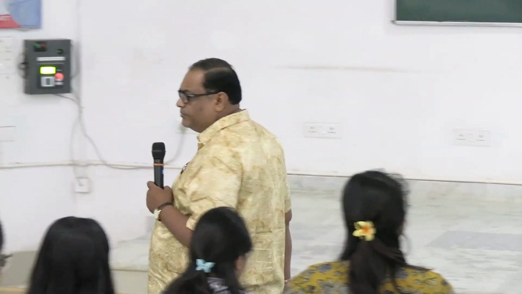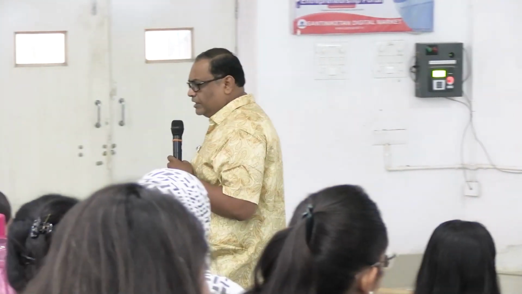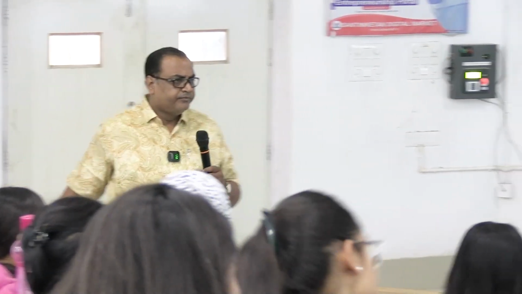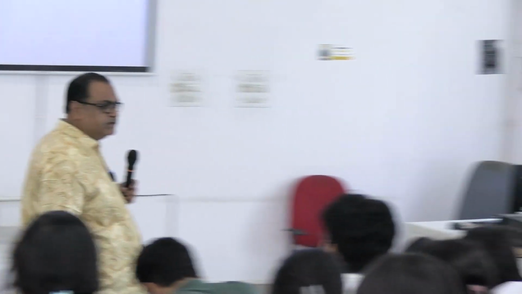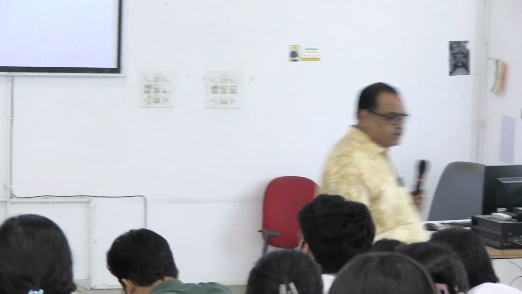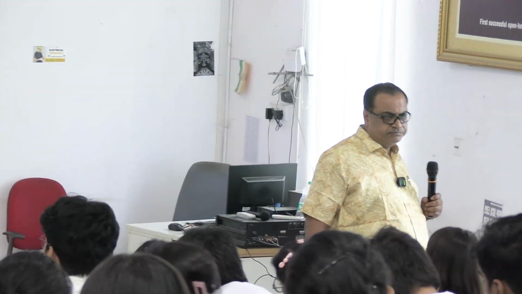What is SCID? Severe combined immunodeficiency. That is due to deficiency of ADA, adenosine deaminase. What happens here? It kills selectively lymphocytes, both B and T cells. That means your immune response is very low, just like an AIDS patient, but this is not by some virus, this is due to your genetic disorder.